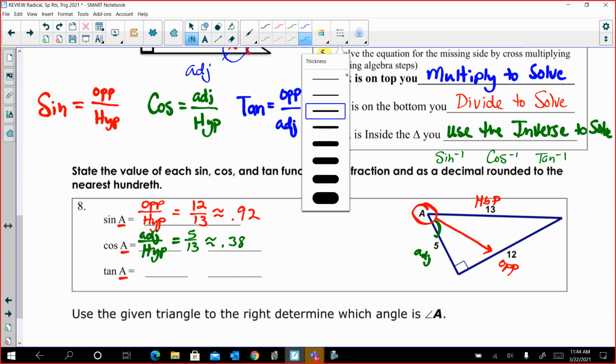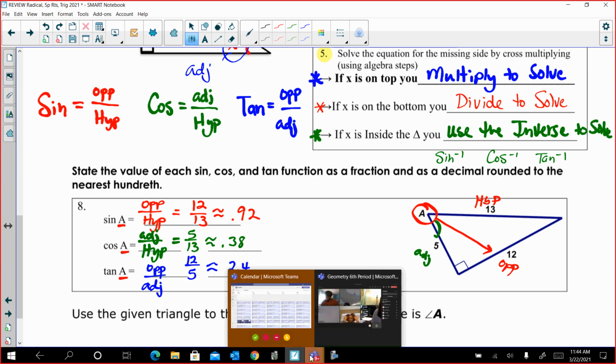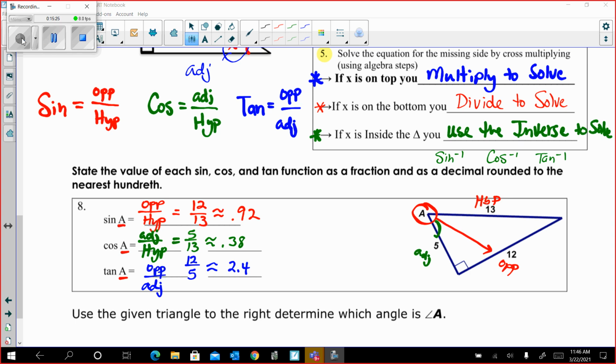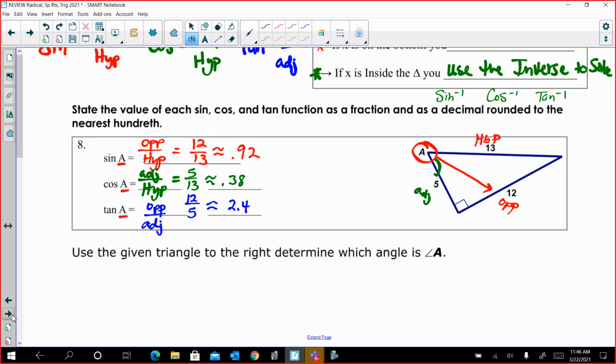Tangent is when we're going to do the opposite over the adjacent. So opposite would be the 12, the adjacent's 5, and that comes out to be 2.4. Okay? So I am going to ask some questions that ask you just to write the ratio, or use the ratio to find the missing angle. Hold on just a second, guys. On this part, I got to go to the next page to see the diagram.